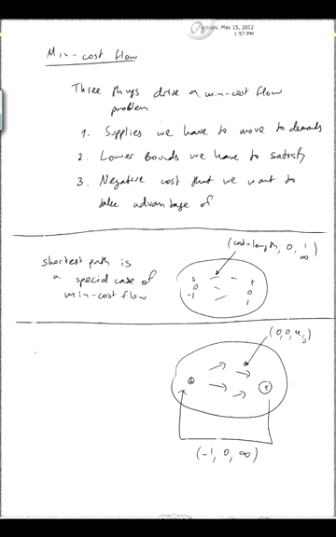So this really shows you that max flow is a special case of min-cost flow.